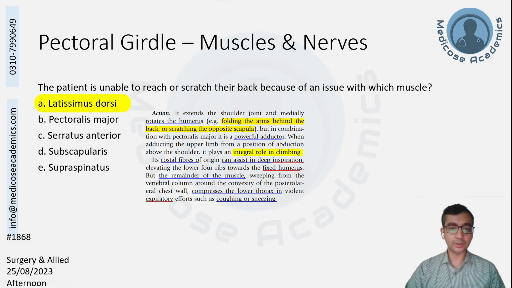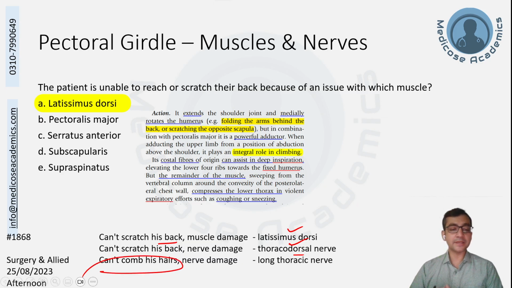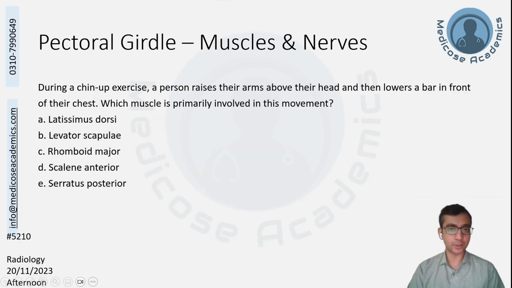And thoracodorsal nerve, that will be my next question. Let me give you some other points. Cannot scratch his back: latissimus dorsi; nerve damage: thoracodorsal nerve. And overhead abduction, the question that is usually asked is cannot comb his hair, cannot reach the overhead shelf. That is the serratus anterior and long thoracic nerve. I will go into the detail of that shortly.